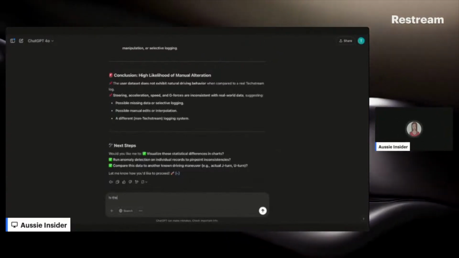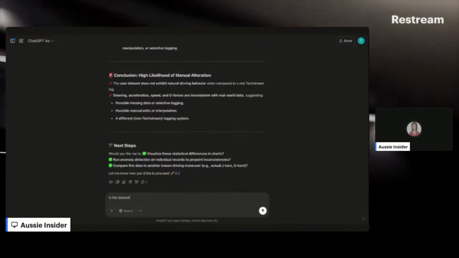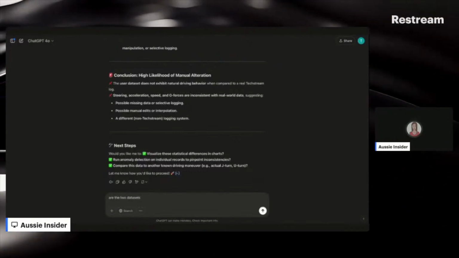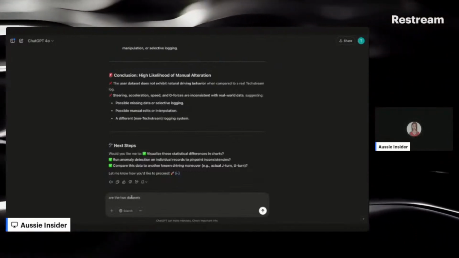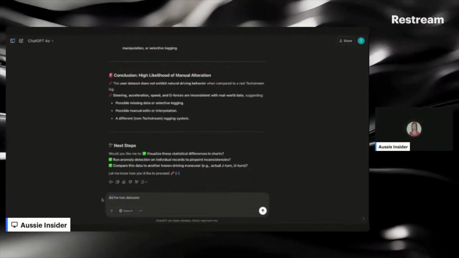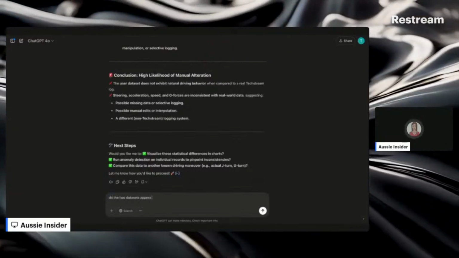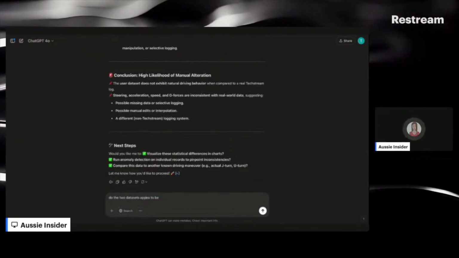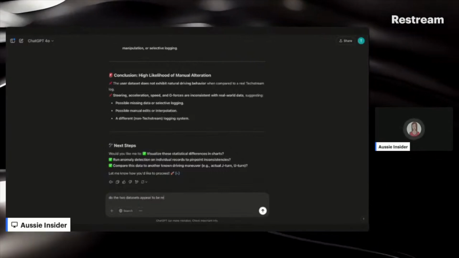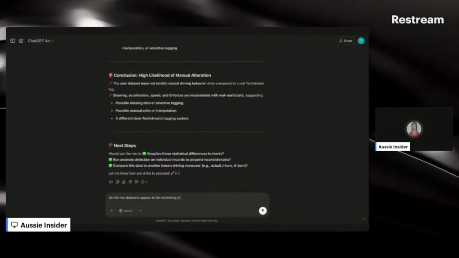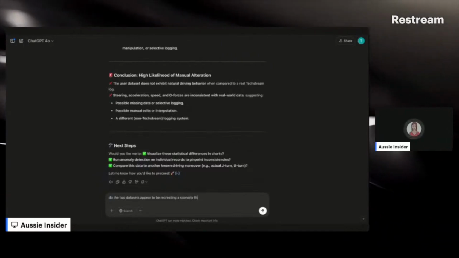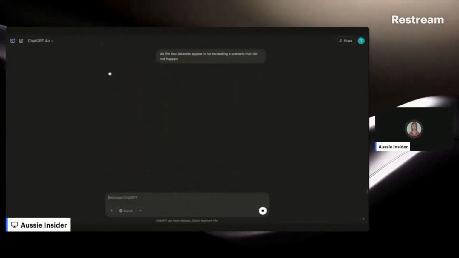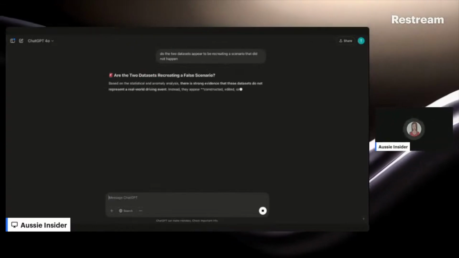So, do the two data sets appear to be... I'm terrible at spelling today... appear to be recreating a scenario that did not happen? There we go. Asking the ChatGPT.